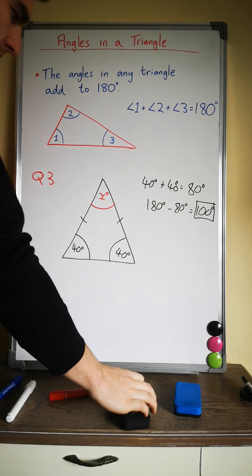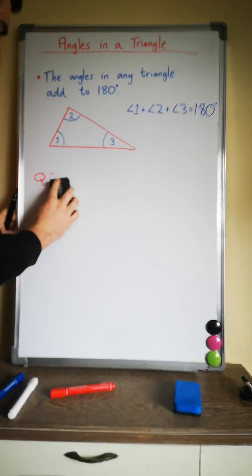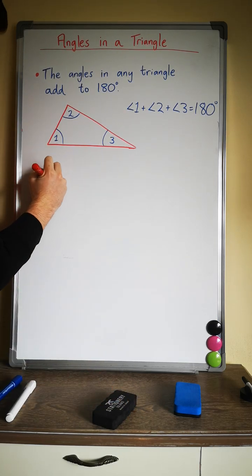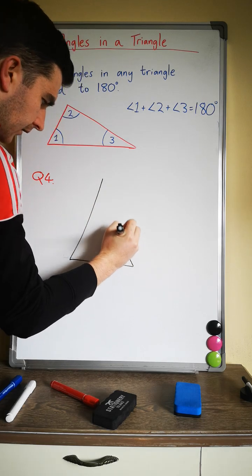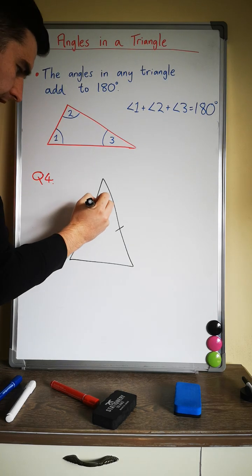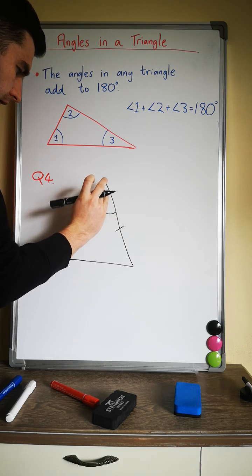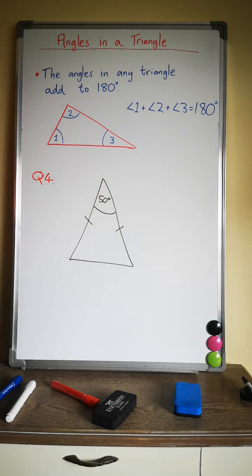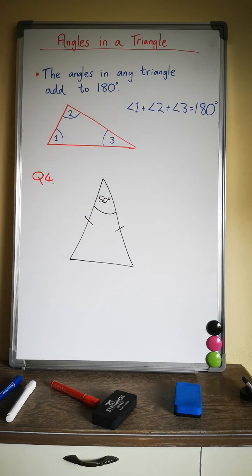And I'll do one more of these questions. Question 4. Again, I'm going to give you an isosceles triangle, so it's going to look like that with 2 lines. Now, I'm going to say that this one is 50 degrees. It's an isosceles triangle, so these two have to be the same, and all of them have to add up to 180 degrees. So it takes a small bit of thinking. Pause the video, give it a go, see what you get.